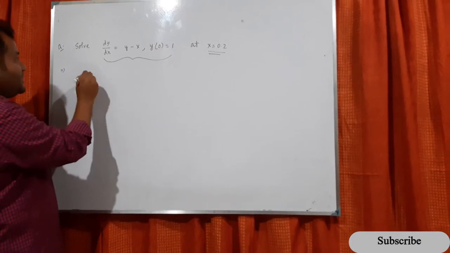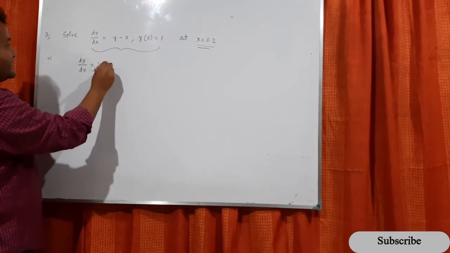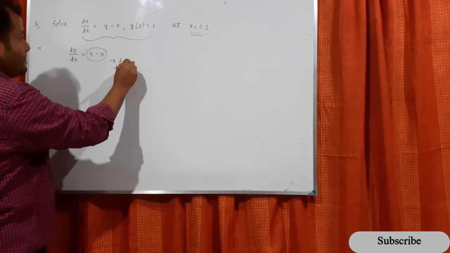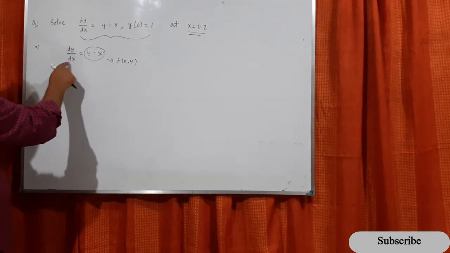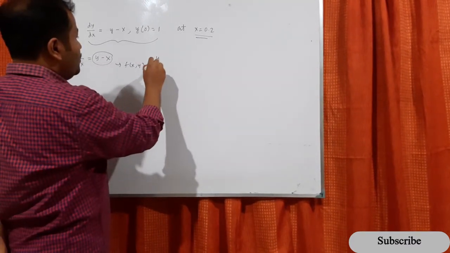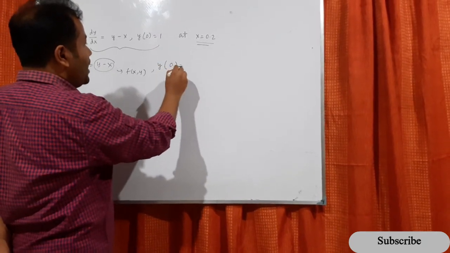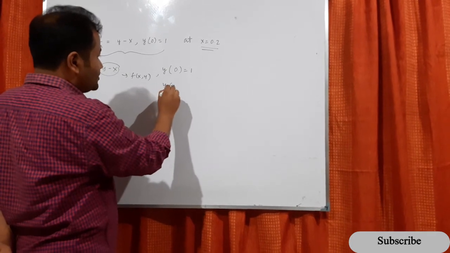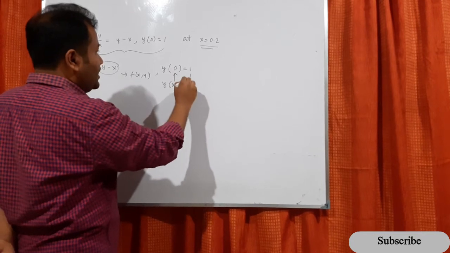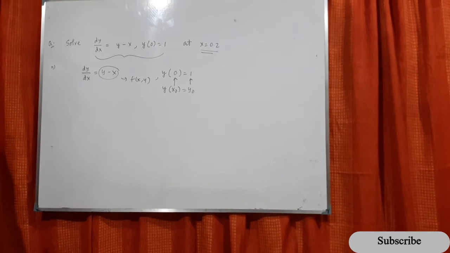Now look into this one. If I compare with the previous one, dy/dx is y minus x. So that means this is f(x,y), because in the previous one it was dy/dx equals f(x,y). And y(0) equals 1. In the previous one it was y(x0) equals y0. So that means x0 is 0 and y0 is 1. So this information is there in our hand.